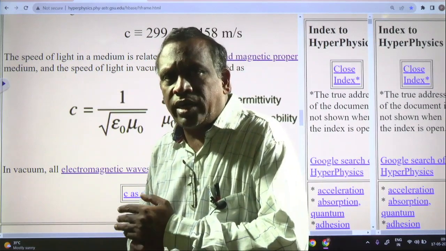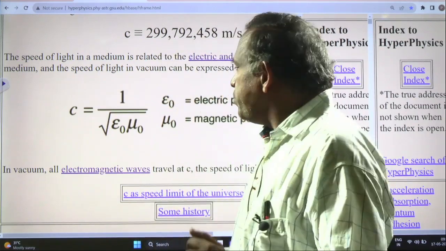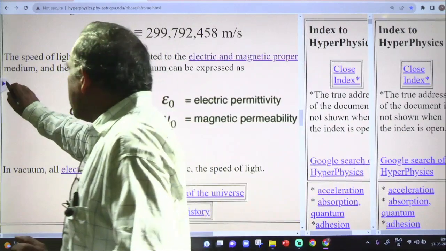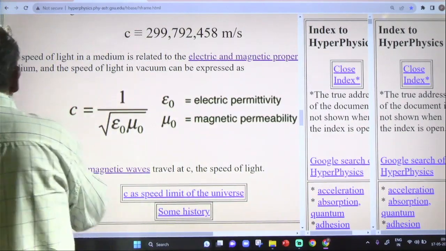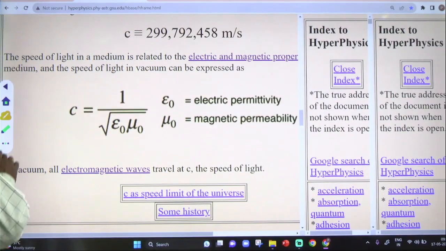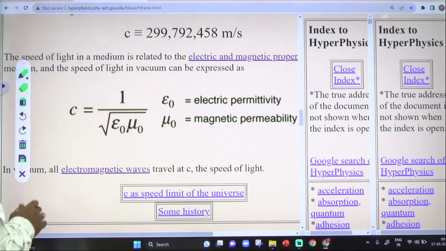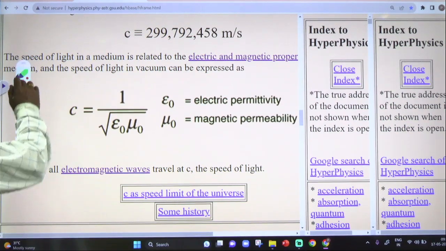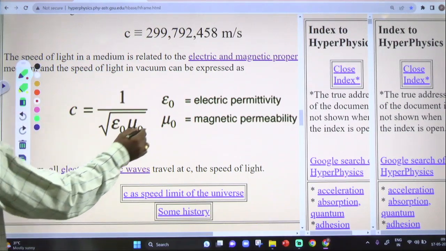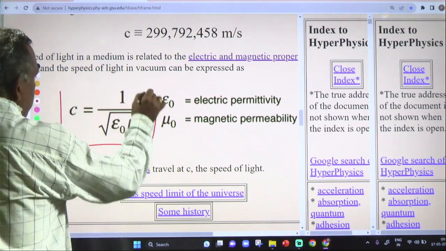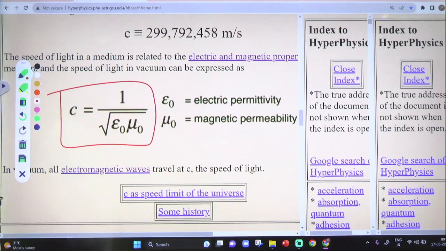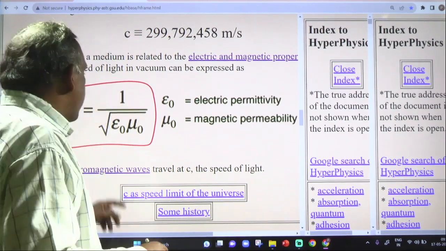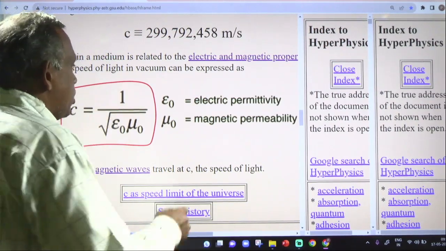We consider the electromagnetic properties here. One is called mu naught, another is called epsilon naught. If you take these two values, this is the important formula: c equals 1 by square root of mu naught epsilon naught.